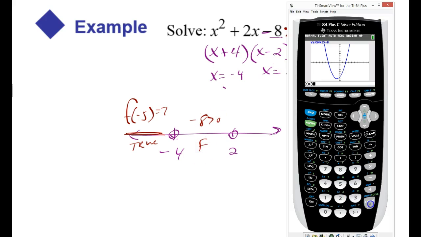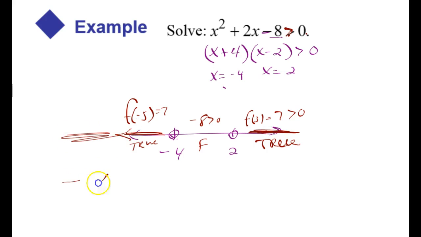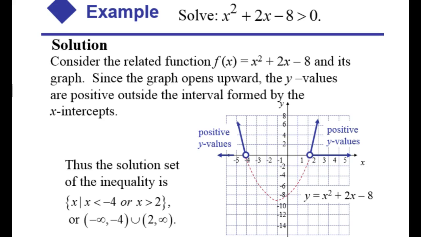And the last one I'll check is maybe a 3. Anything to the right over here would be fine. And f of 3 turns out to be 7, and that's greater than 0, so that's a true statement. So I would say that the solution is everything over here, which is negative infinity up to negative 4, this critical value, but I can't include it because it's just greater than it, not equal to it, in union with everything from 2 to infinity. And if you look at the graph, it's like you have open dots here, and you're including everything over here and over here. That's the final solution in interval notation.